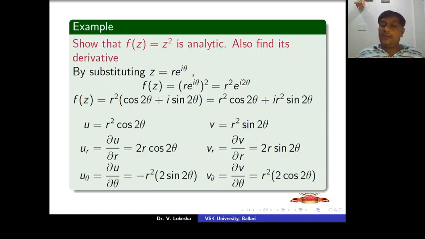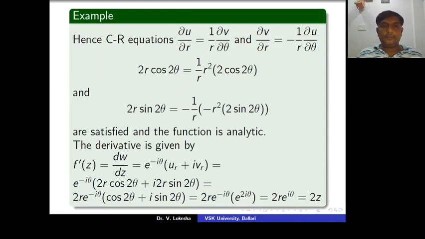Here v is given, now with respect to theta. If you differentiate, for v theta, r square is a constant. Sine 2 theta can be differentiated, that becomes cos 2 theta, and 2 theta again is a chain, that is 2 you get, that is 2 cos 2 theta. That is v theta is equal to r square 2 cos 2 theta.